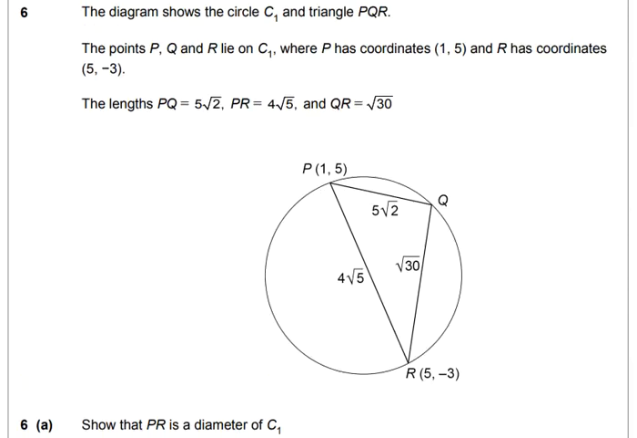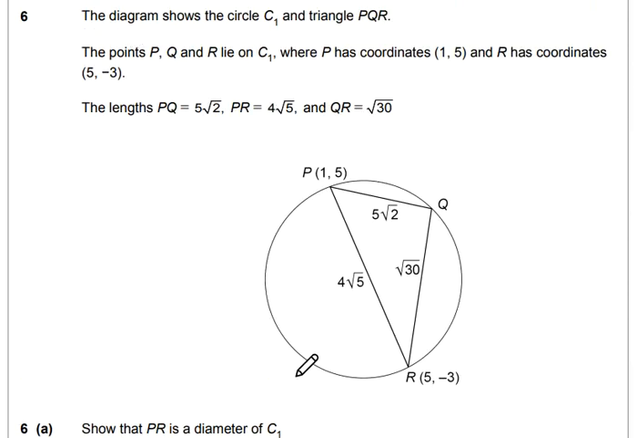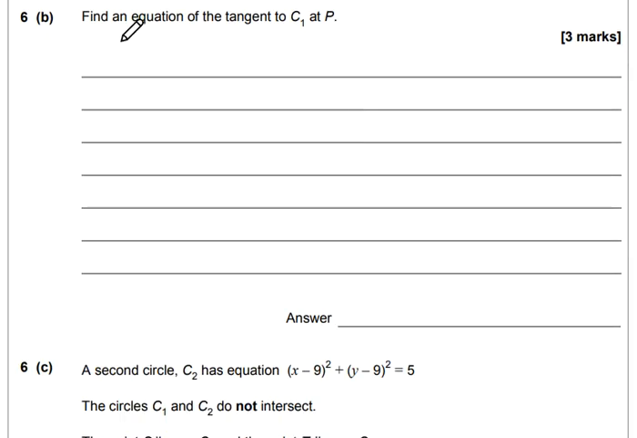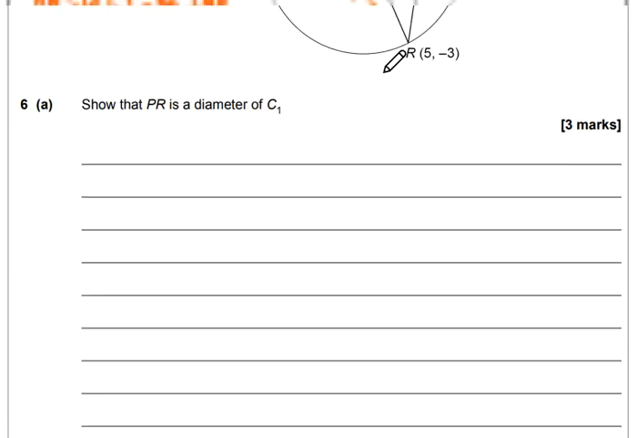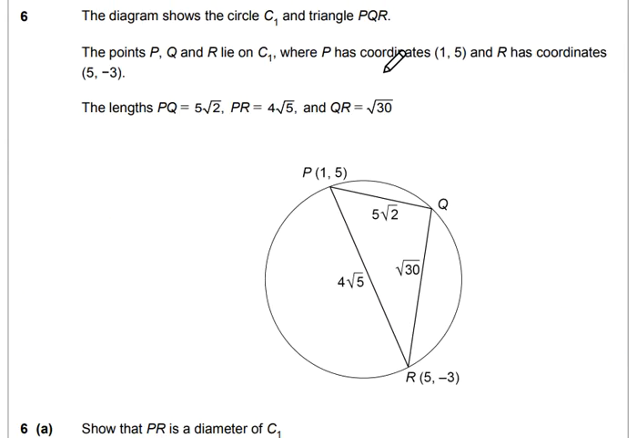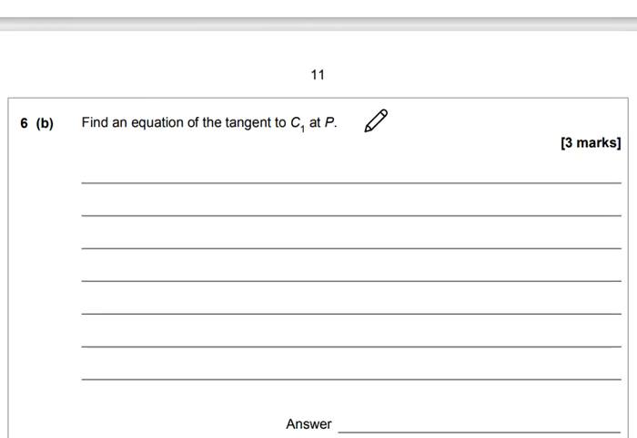Now let's look at the second part of this question. We are still at this circle problem. We have demonstrated that PR is actually the diameter of the circle C1. For the second part, we want to find an equation of the tangent to C1 at P. So at P there should be a straight line which is tangent to this circle C1 at P, and we want to find the equation of it.